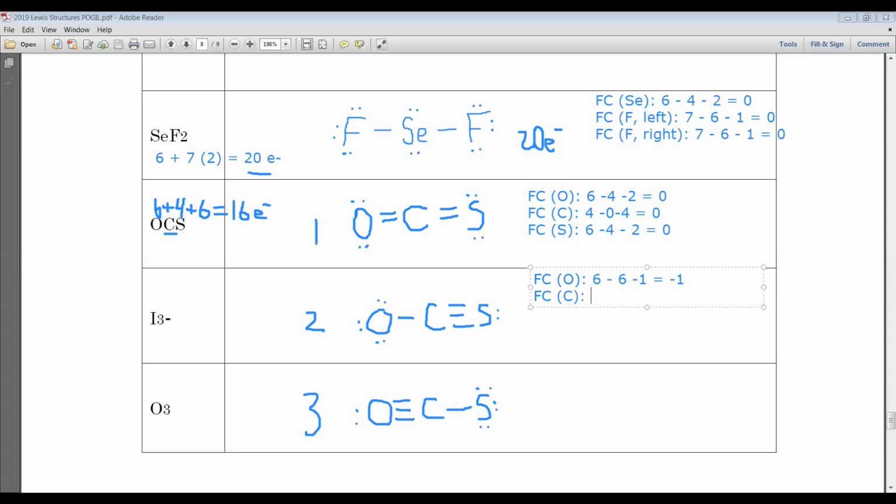Carbon would have been okay. Still 4 bonds, no dots, no formal charge. For the sulfur, 6 valence electrons, 2 dots, 3 bonds, positive 1 charge there. And this would have been essentially the opposite with this set in number 3.